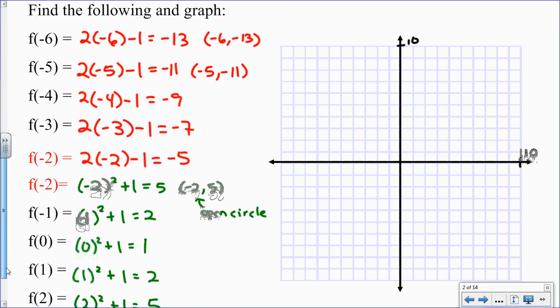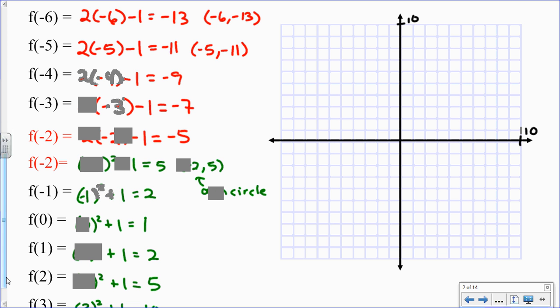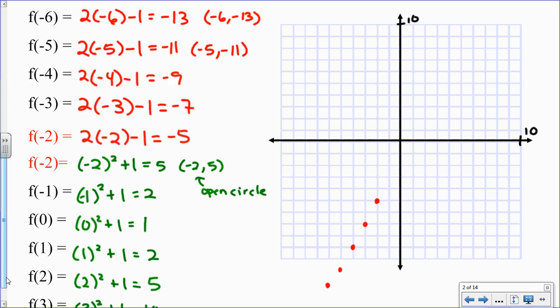Okay, well the top one, so the one I have in red is a line, so I'm going to know that kind of as I plot these points. So I have -6, -13. So I got to kind of estimate about where that would be. -5, -11. -4, -9. -3, -7, and -2, -5. Okay.